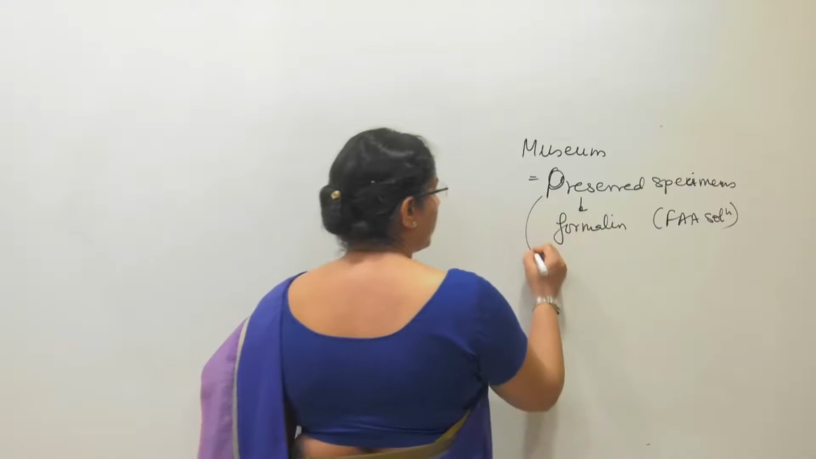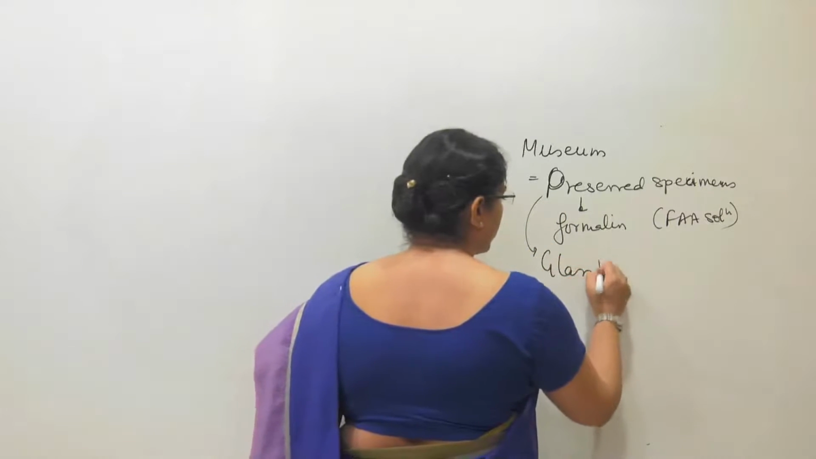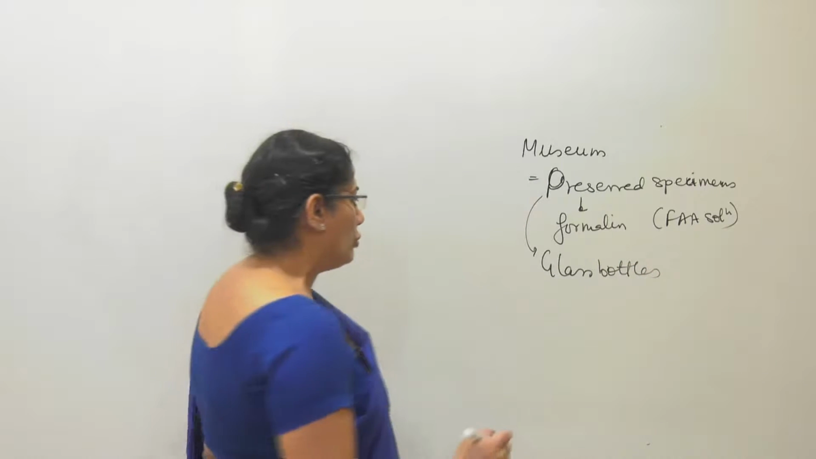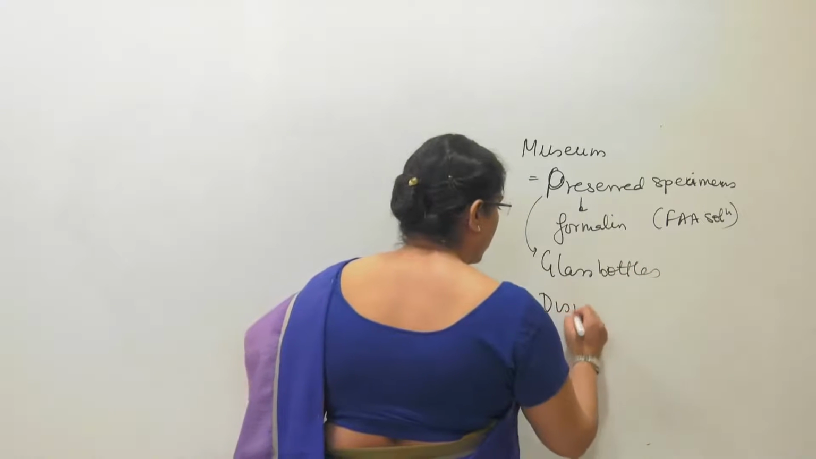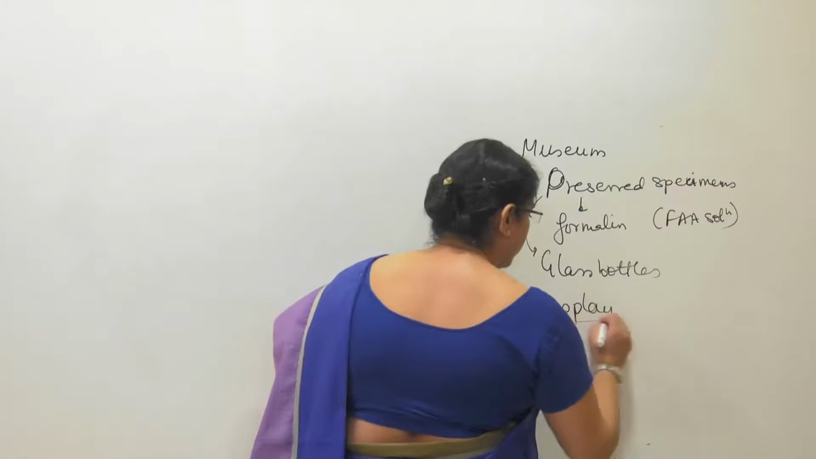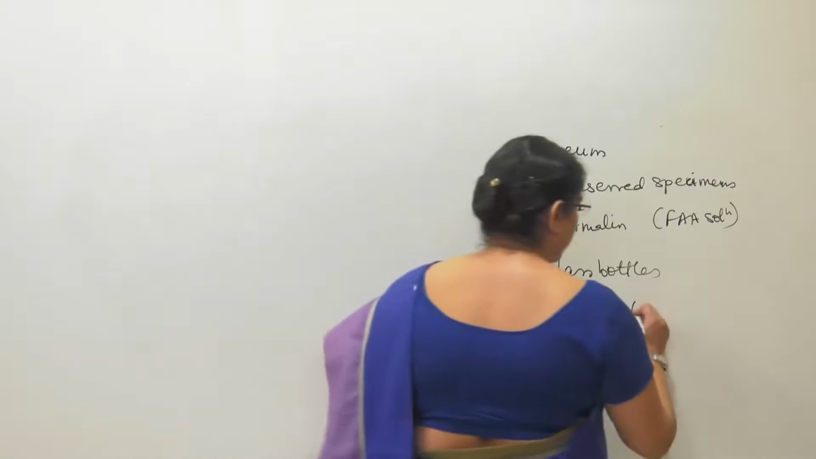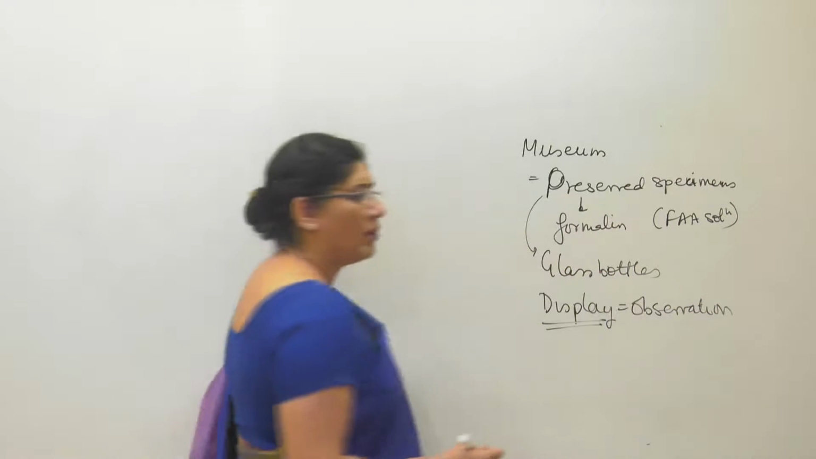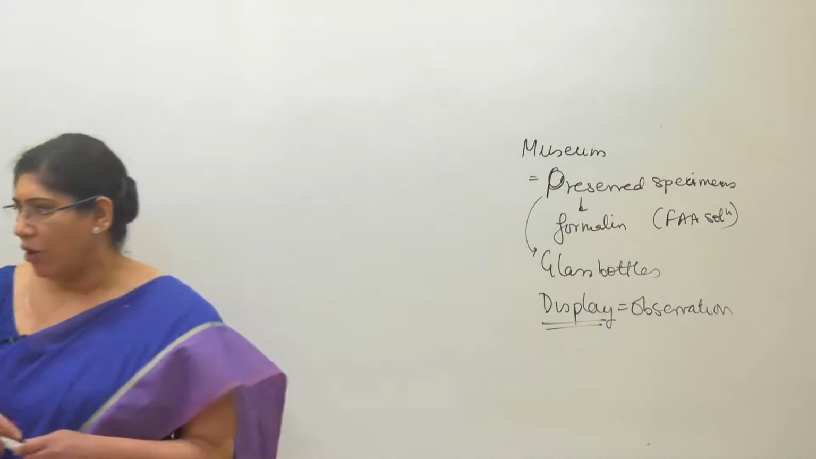They are preserved in glass bottles so that they are easily visible. So they are used for display. The main aim is display for easy observation. Large animals can be stuffed.